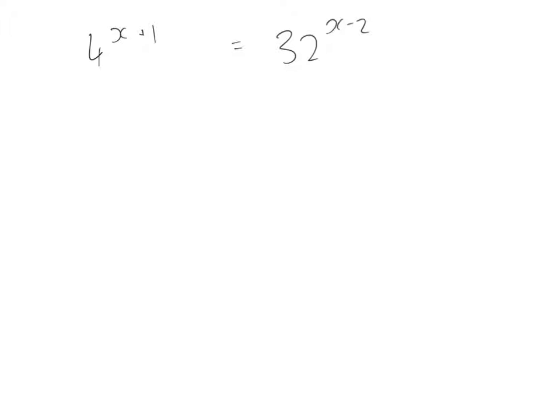Okay, so that's a no-go zone. We can't do that. But what we can do is we can look at the numbers 4 and 32 and say, is there a common base that we can express both of those numbers in? And the answer is yes, otherwise it'd be a pretty dumb thing for me to write up on the board. So 4 and 32 has a common base of 2.